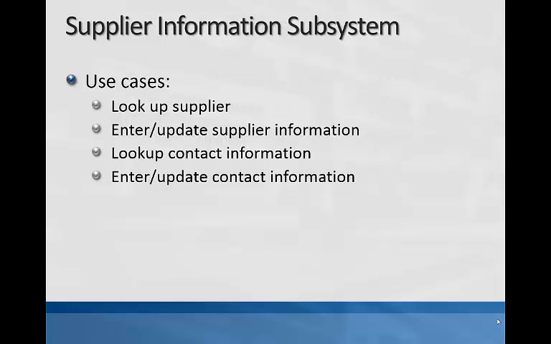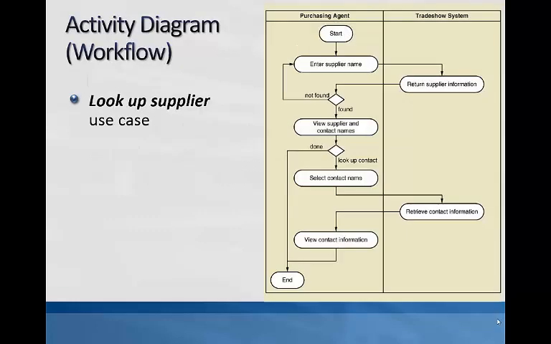In our supplier information subsystem, we have defined 4 different use cases. Look up supplier, enter or update supplier information, look up contact information, enter or update contact information. An activity diagram can be used to look inside of a particular use case to understand the flow of work. This is a more detailed example of how to document a particular use case. In this situation, we are documenting the workflow that goes inside of the lookup supplier use case.